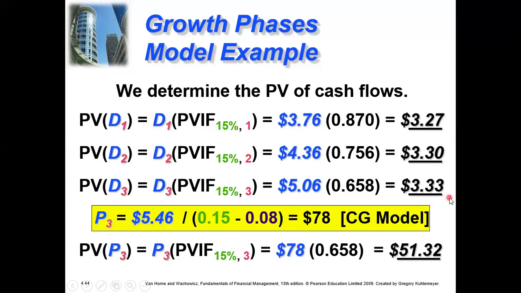This will be the present value of the dividends. Now we will take the present value of V3, that is 78. At 15% for 3 years, so we will take $78 back 3 years. We will bring it back 3 years also, and calculate the present value, that is $51.32. Now we will add all these present values. That would be the value of a share.